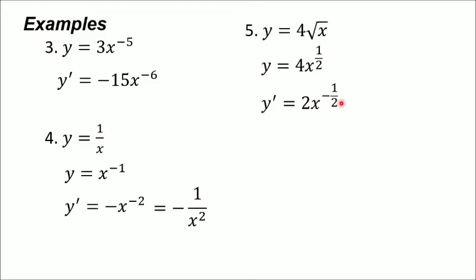So, ilalagay natin siya sa denominator. Magiging 2 all over x to the 1/2. And finally, kasi ang ating given ay naka-radical form, so dapat ibalik natin yung x to the 1/2 sa radical. Ang equivalent dyan ay square root of x. So, magiging 2 over square root of x.